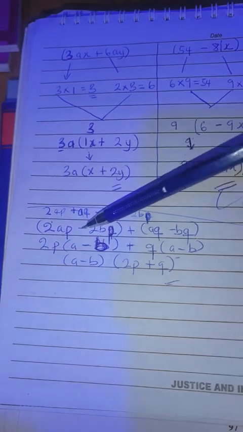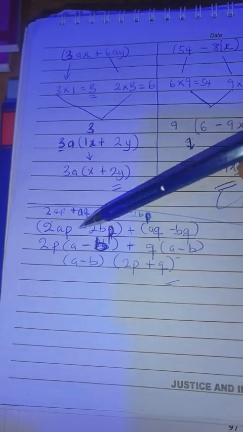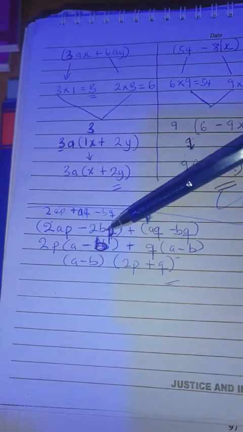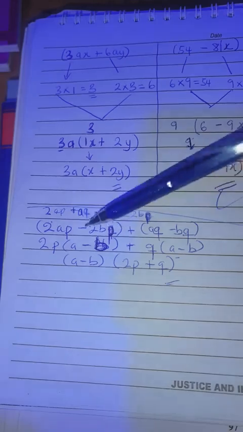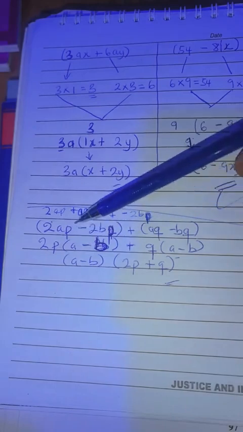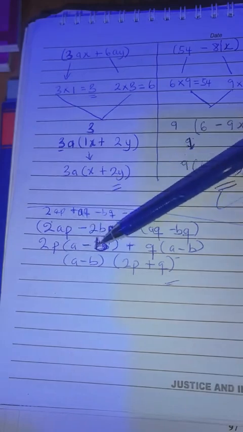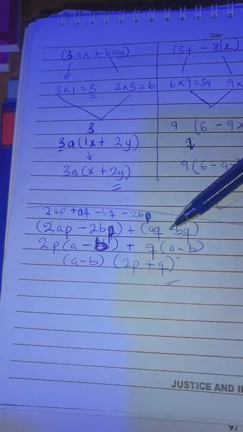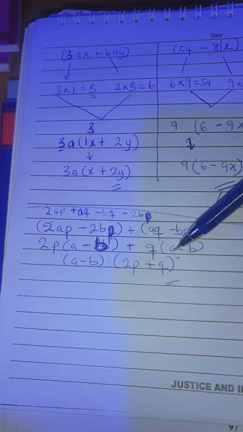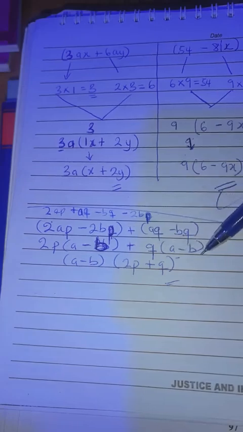So now this is my group, hence my grouping, 2AP minus 2BP. So I will see the common factor here. So 2 is here, 2 is here, 2 comes out. Now P is here, P is here, P comes out. So when they are left, I'm left with A minus B. The same thing comes here. If I see Q here, Q here, Q comes out, leaving A minus B. The same thing here. So you see the calculation.